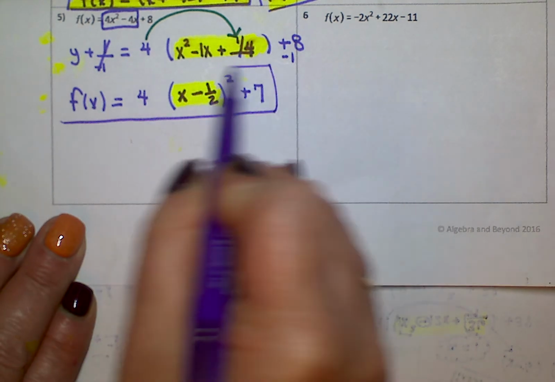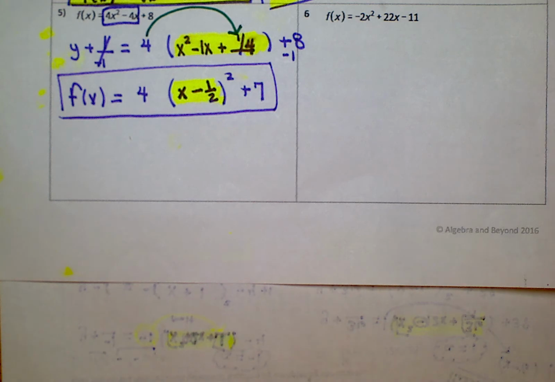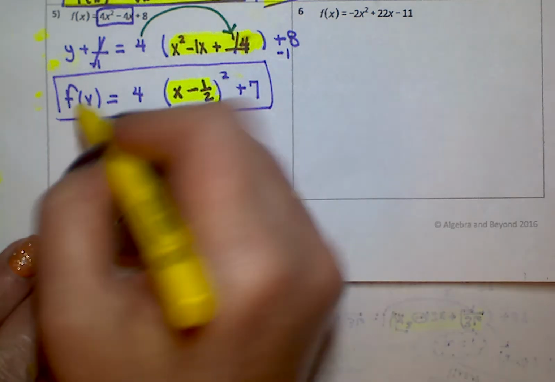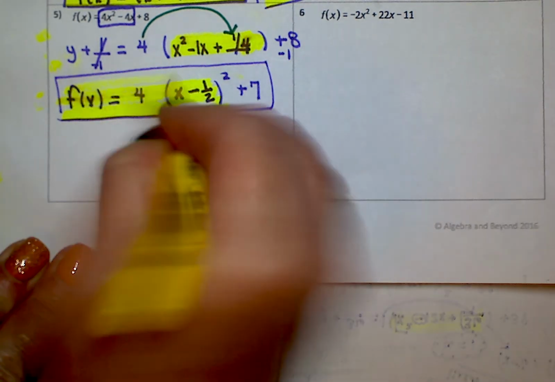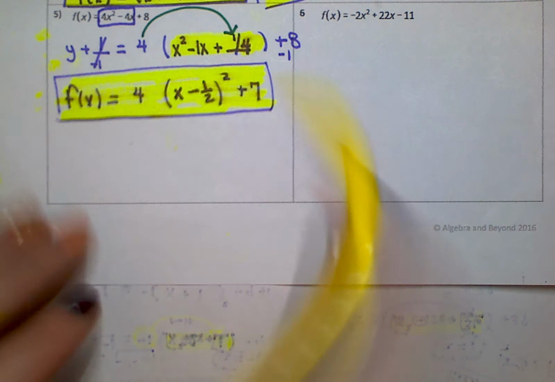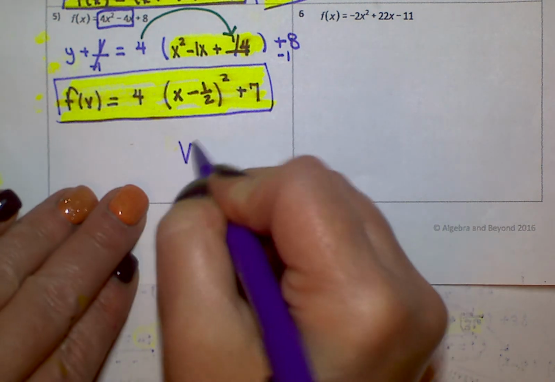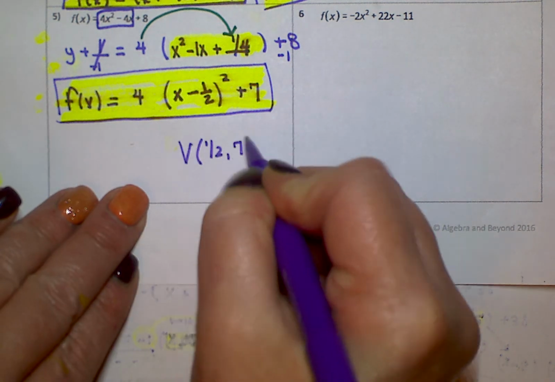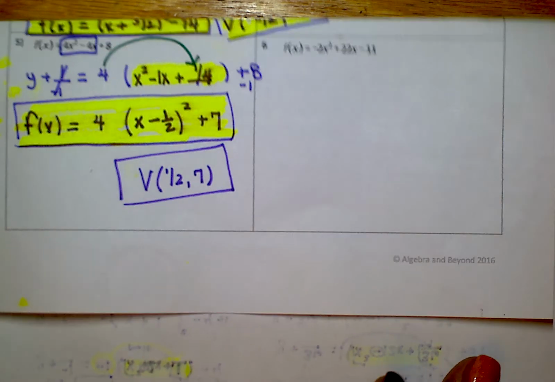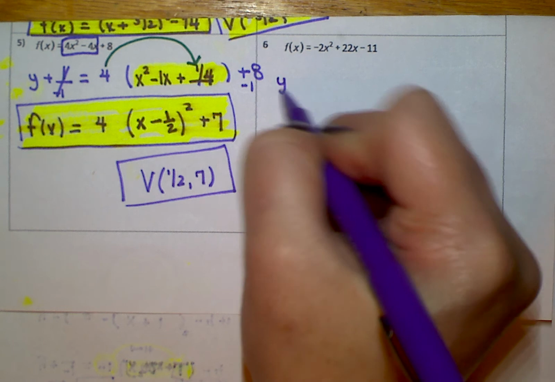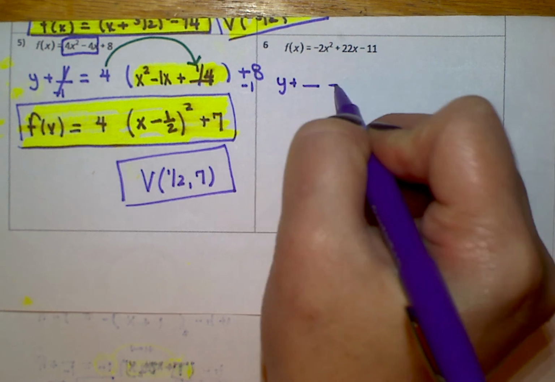So this parabola would be getting skinnier. See if you can put your vertex down. So your vertex would be 1/2 and 7. Okay, the last one would be the toughest if you want to pause and see if you can get it.